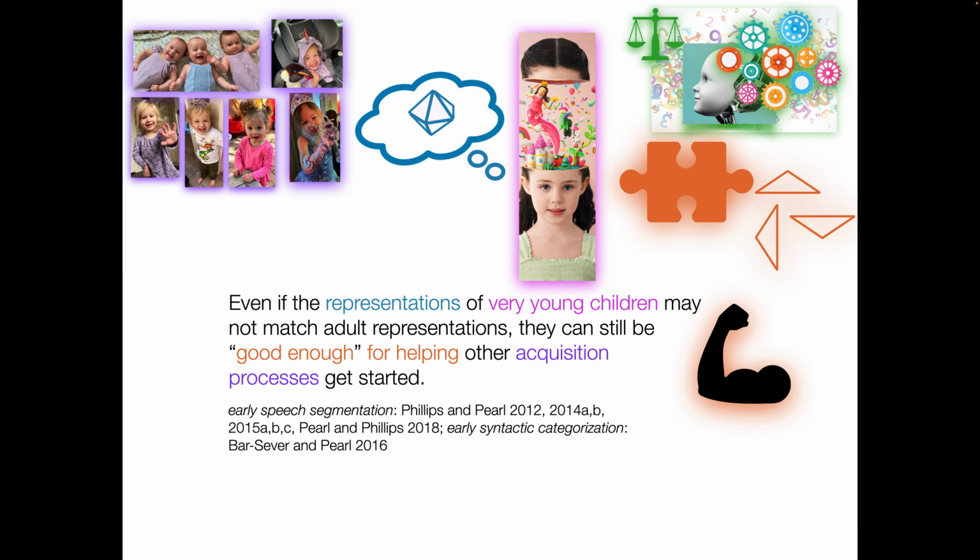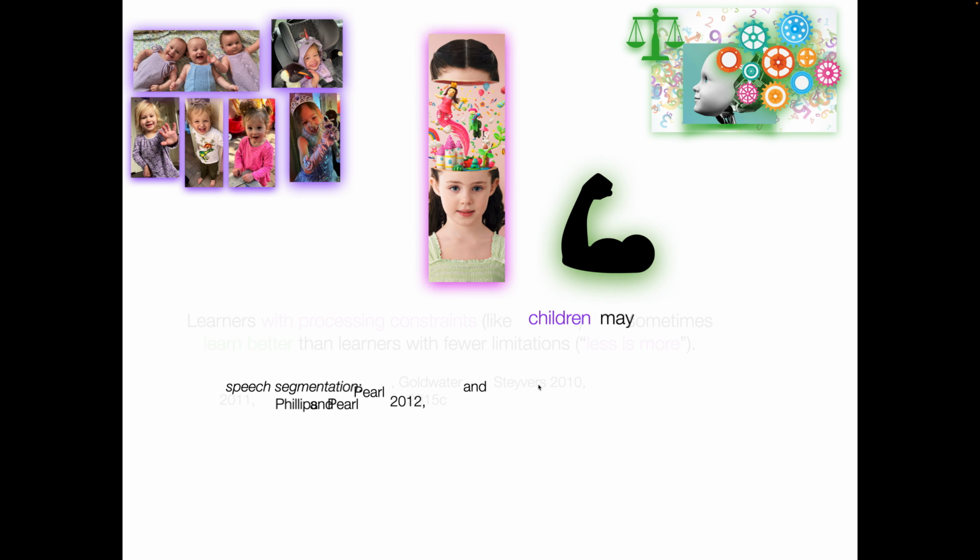And another one is that even if the representations of very young children may not match adult representations, they can still be good enough for helping other acquisition processes get started. We see this in early speech segmentation and early syntactic categorization.